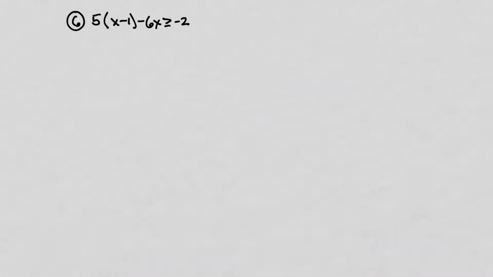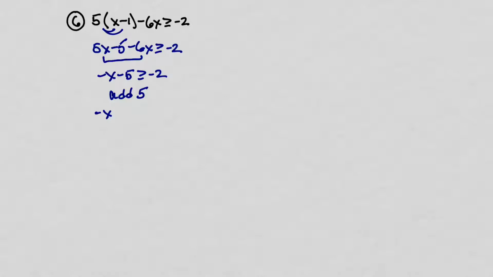Let's start number 6 by multiplying through by the 5 with the distributive property. So we are going to get 5x minus 5 minus 6x greater than or equal to negative 2. And now the 5x minus 6x gives us a negative x minus 5 greater than or equal to negative 2. Now, we need to get rid of this negative 5, so let's add 5 to each side to isolate that x. So this will give us negative x. Now, negative 5 plus 5 is 0, so that's gone. Greater than or equal to, and then negative 2 plus 5 is a 3.